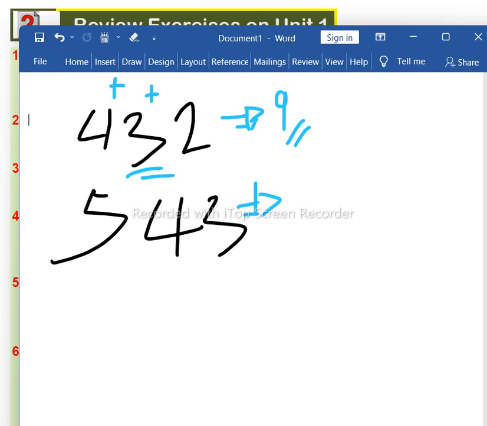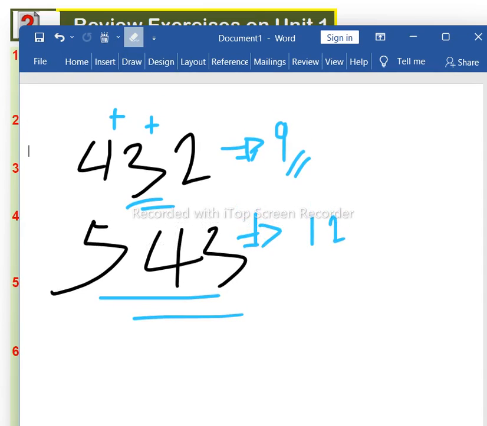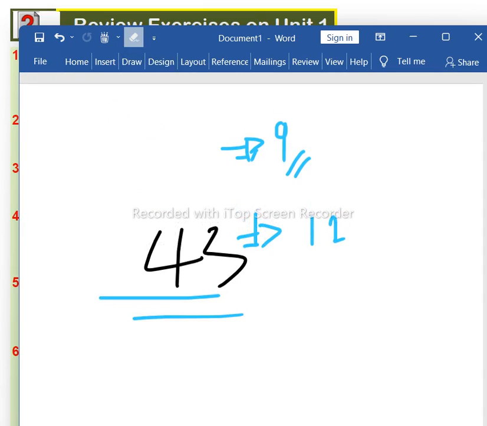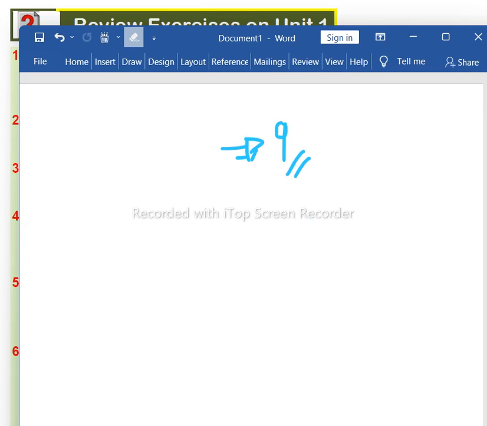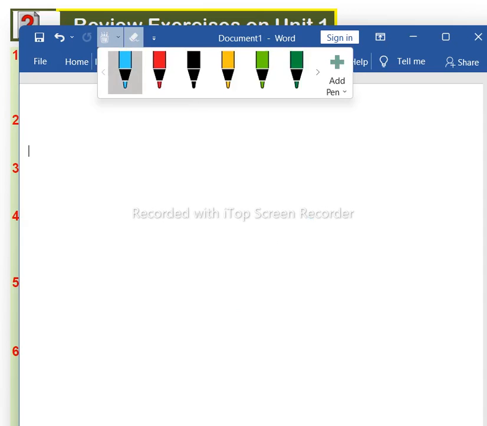Let us see if it is divisible by 3 or not. Let us add the digits of this number. 5 plus 4 is 9, 9 plus 3 is 12. 12 is divisible by 3, so this number is divisible by 3. So this is an example of how to check whether a given number is divisible by 3 or not.